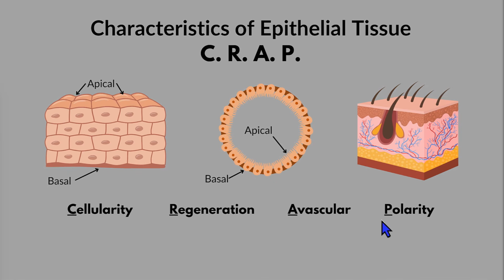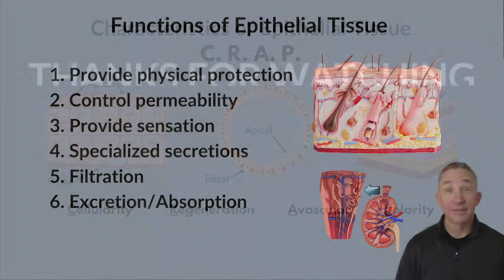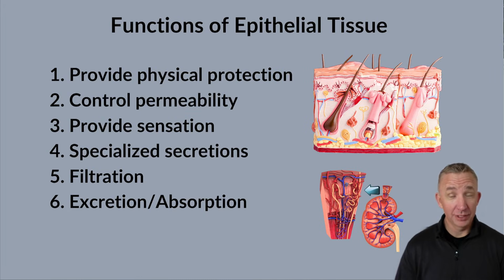This is unique to the other 3 types of tissue. Functions of epithelial tissue. There's 4 types of tissues in the body: epithelial, connective, muscle, and nervous. In a previous video, I talked about the characteristics or properties of epithelial tissue because it helps us start to explain its structure that leads us to its functions.